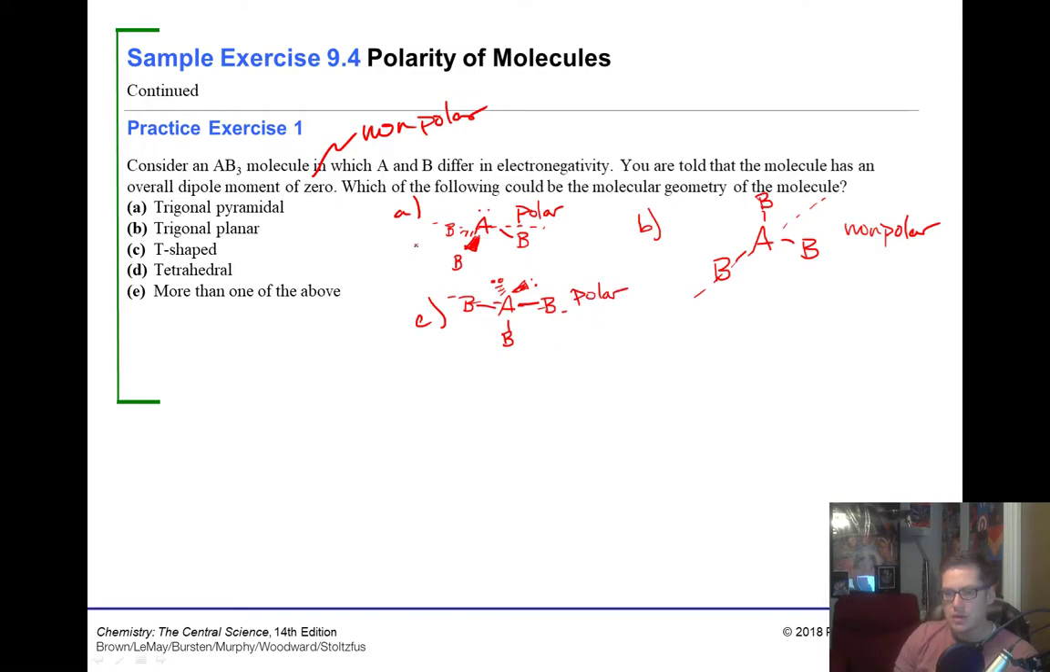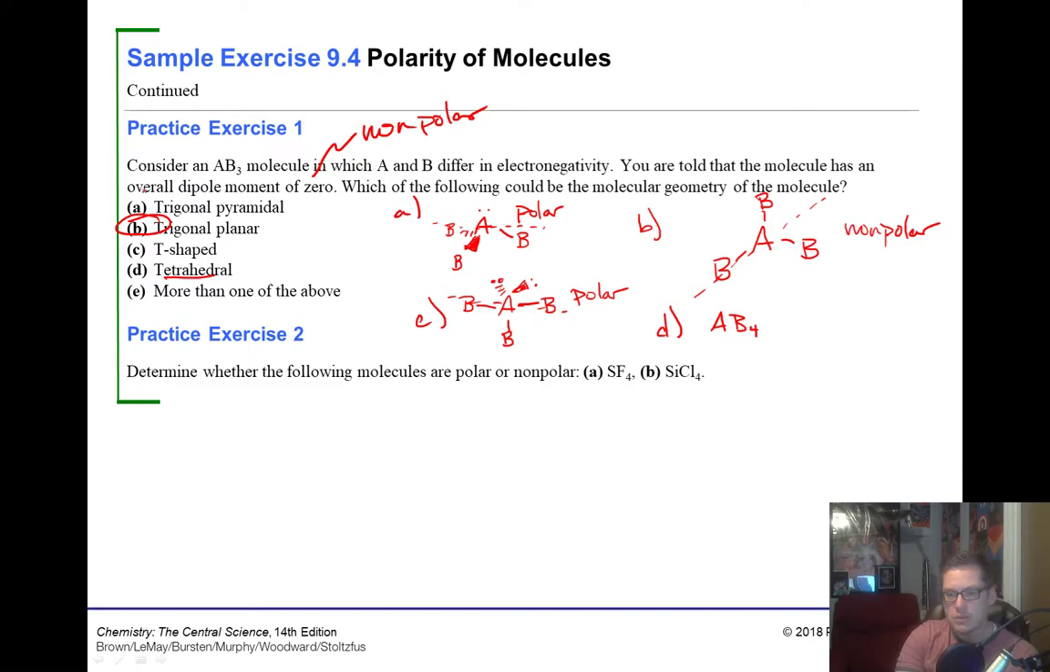So A and C are right out, and then we have to check D. Well, D is tetrahedral, which means it has to have 4 bonded atoms. It would have to be AB4, so this isn't even possible. It's not even possible to be AB3, so we don't even have to check that. And so it had to be B, trigonal planar.